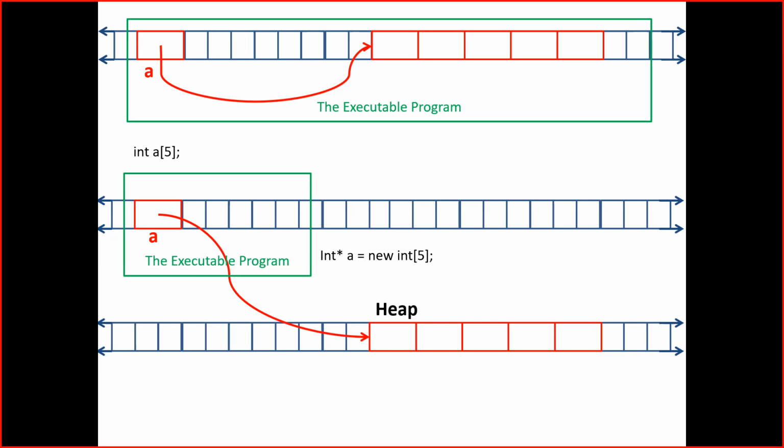Now, when this executable, the top one, is gone, everything will go out, correct? How about the second one? When the program ends, what's going to get out of the memory?